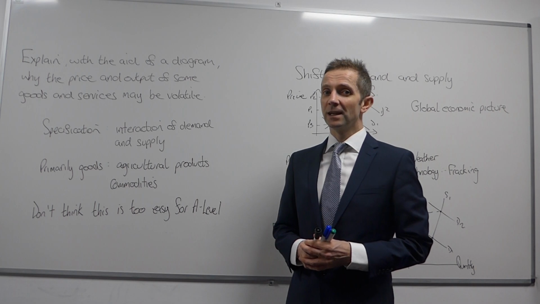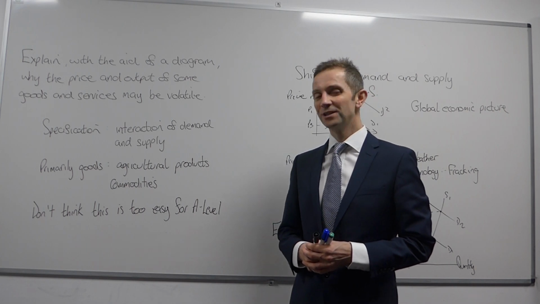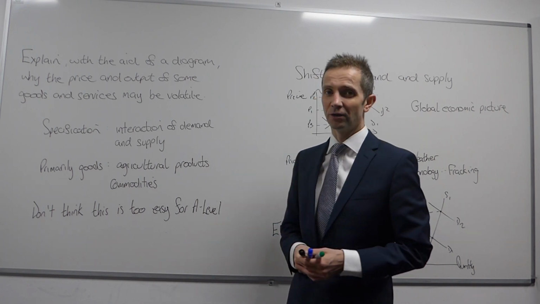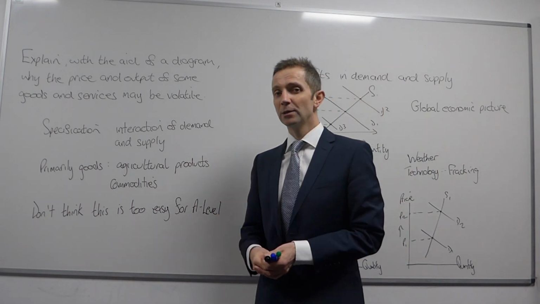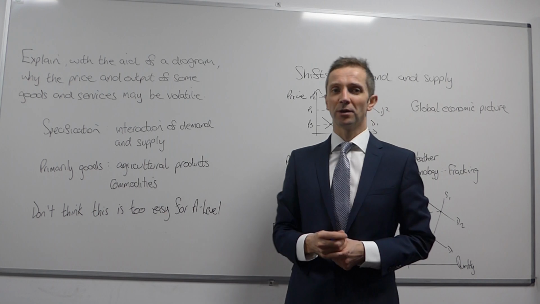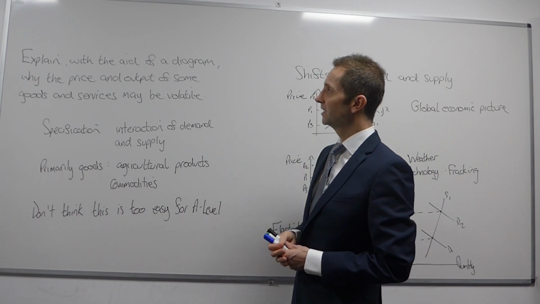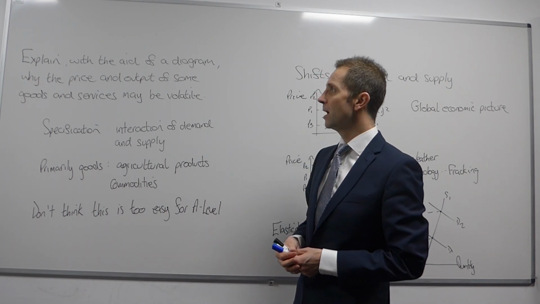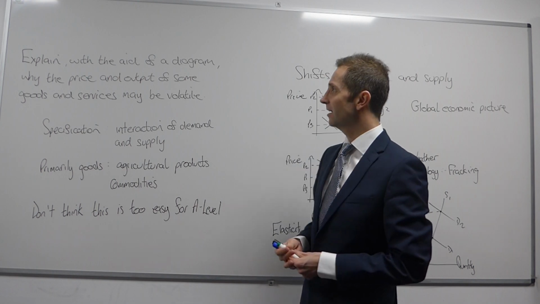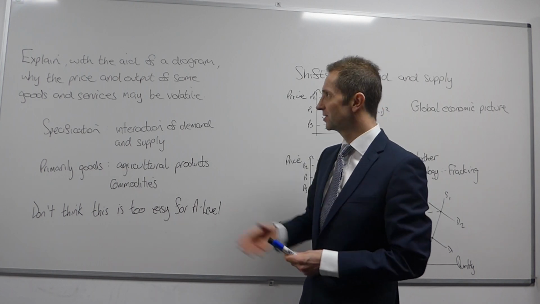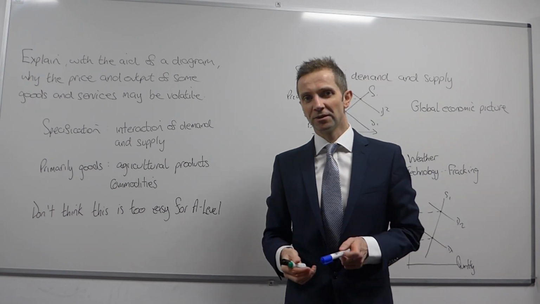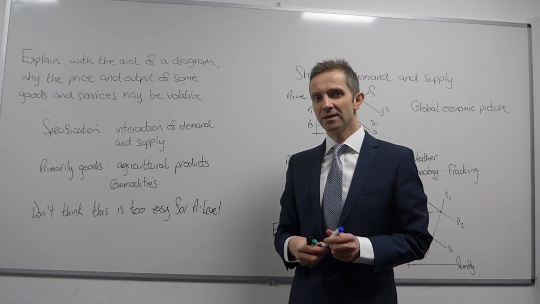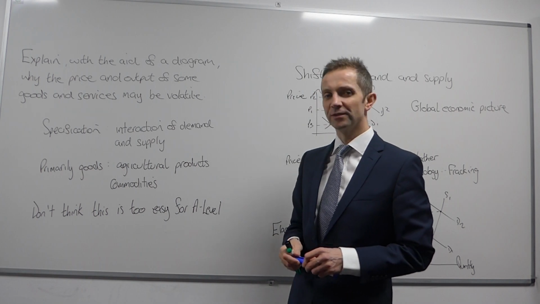However, in the meantime, let us progress and continue with our studies of the OCR A-level specification. And today I am looking at this particular bullet point. Explain with the aid of a diagram why the price and output of some goods and services may be volatile. So let's consider the key words within this particular criterion of the specification.